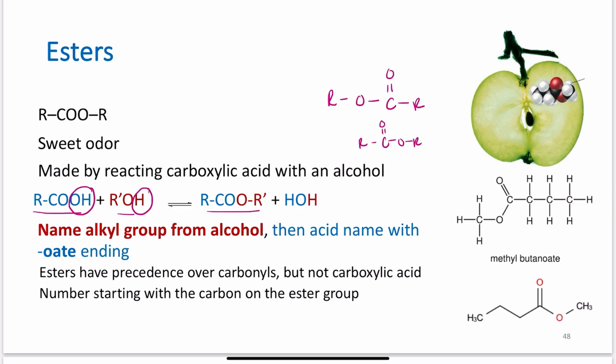So the ester itself is made from the carbonyl carbon that came from the original carboxylic acid, and the oxygen remaining, and then the R group off of the side of the singly bonded oxygen, that came from the original alcohol. So you name the alkyl group from the alcohol first, then the acid name with the -oate ending, which I know can be confusing at best.